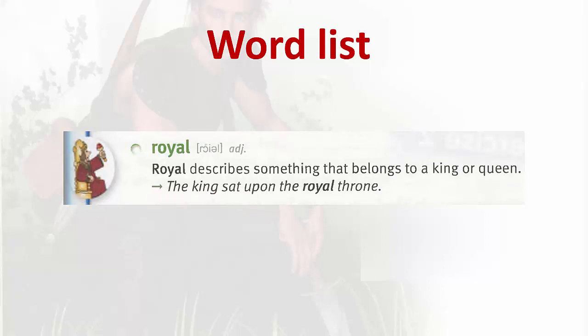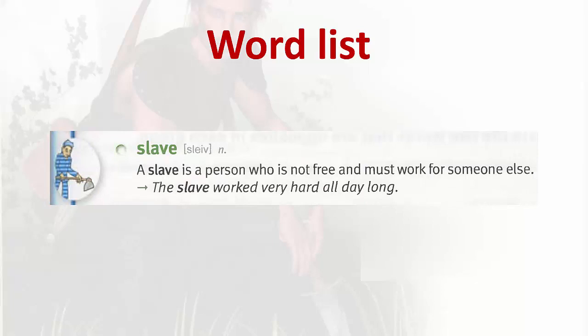Royal. Royal describes something that belongs to a king or queen. The king sat upon the royal throne. Slave. A slave is a person who is not free and must work for someone else. The slave worked very hard all day long.